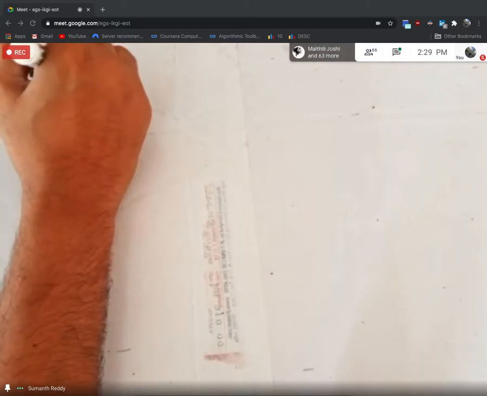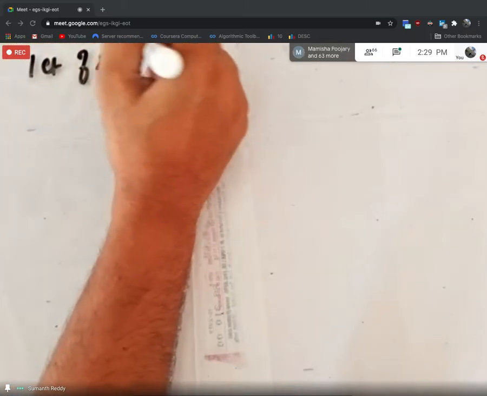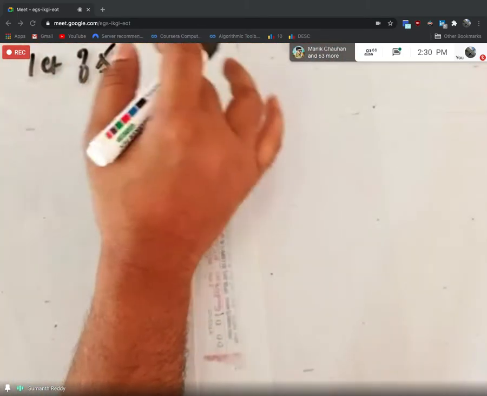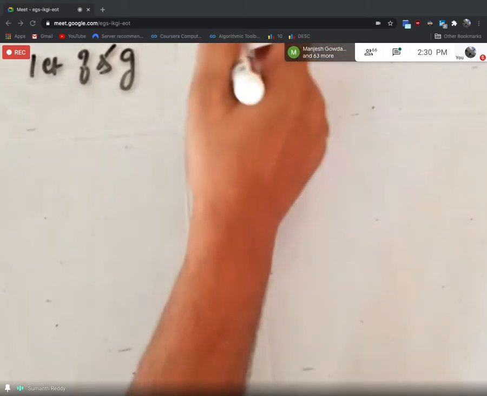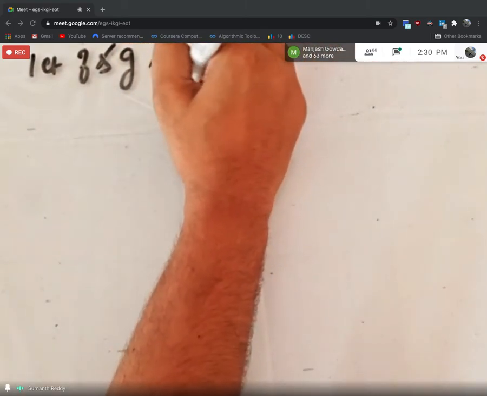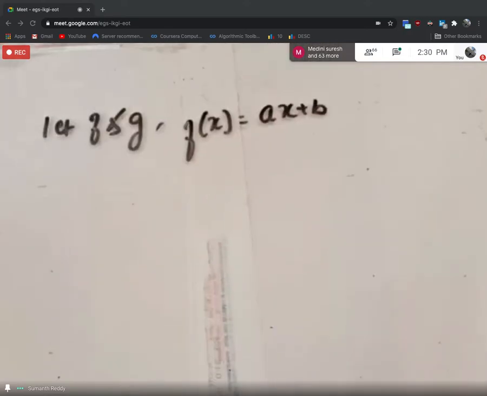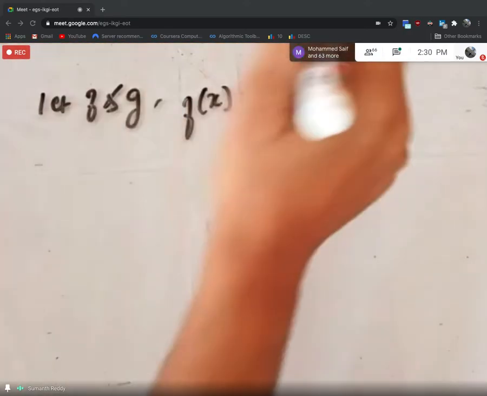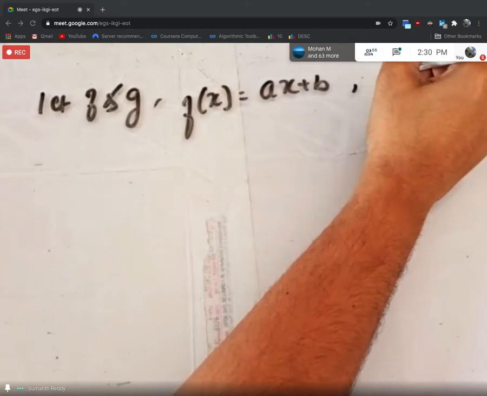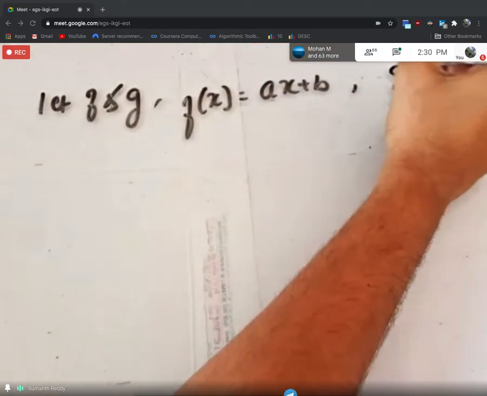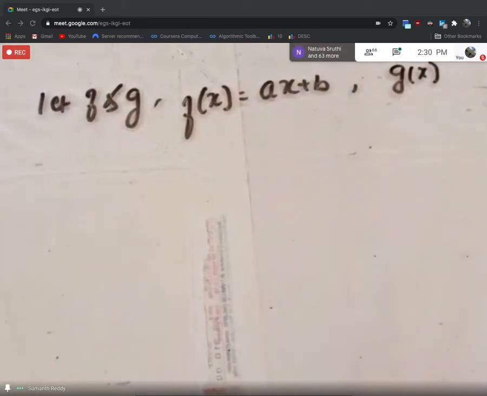So let f and g be the two functions which are defined from R to R. Those things I will not write. He is telling that f and g are the two functions which are defined from R to R, and he has given the definitions. Only important things I will write. So f of x, he is telling us, is equal to ax plus b. Fine. F of x is given by ax plus b, and g of x is given by, just a minute, I will start writing from the top so that we will have more space.